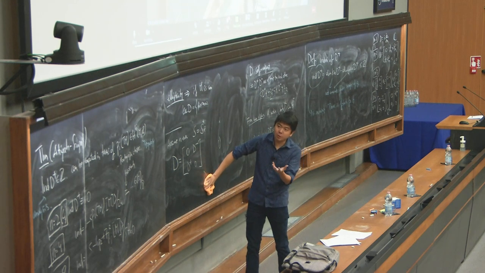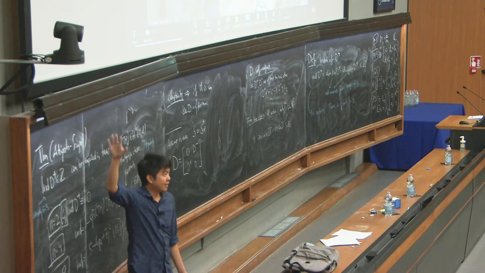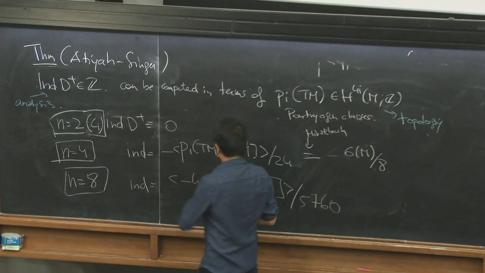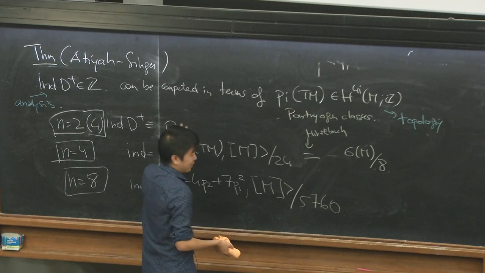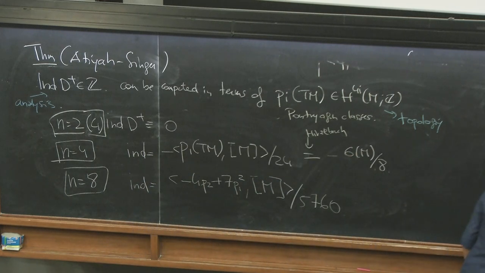The Atiyah-Singer index theorem is one of the most important theorems of the last century, and I don't have time to discuss anything here other than the formulas that you get. But there are references in the notes if you're interested in learning more about it.